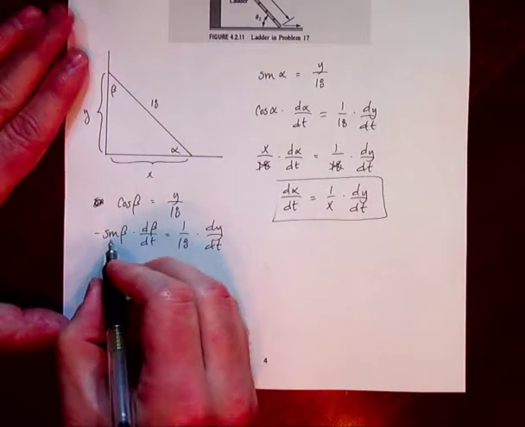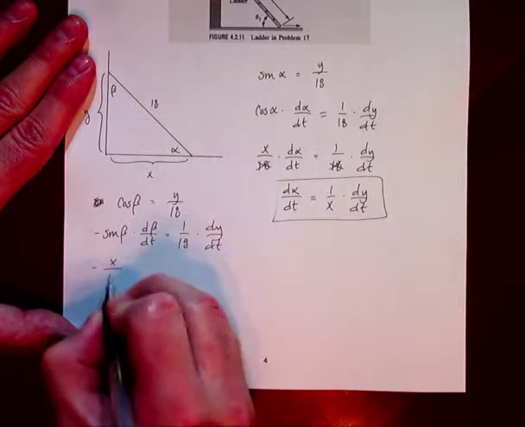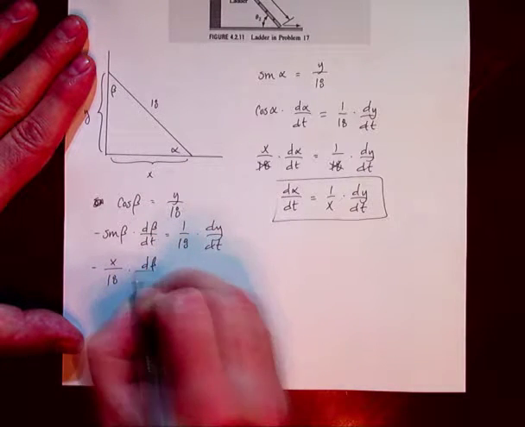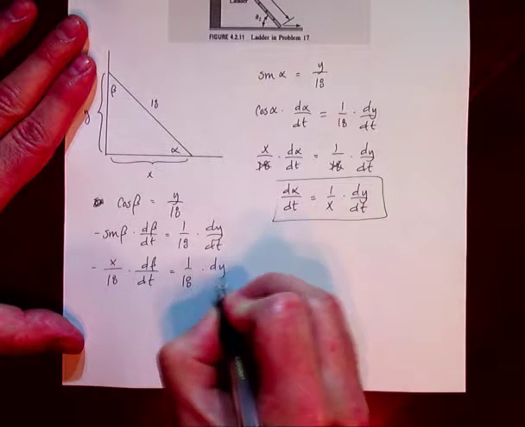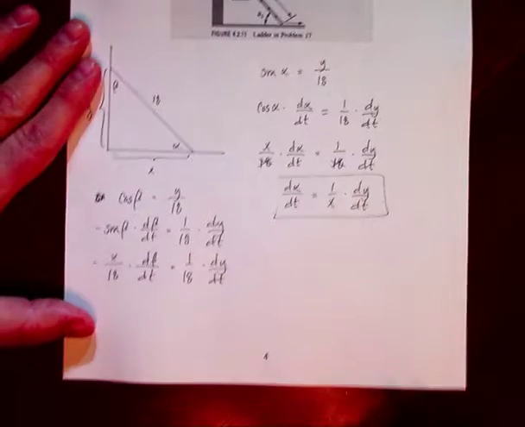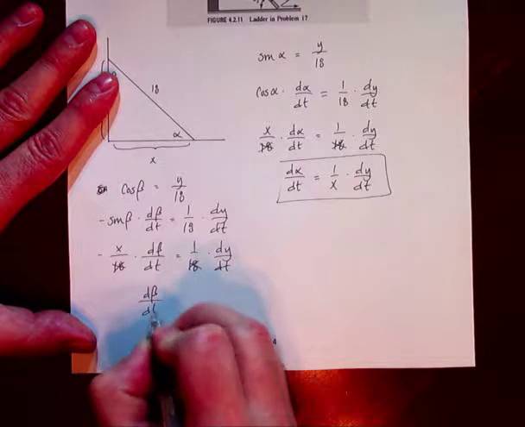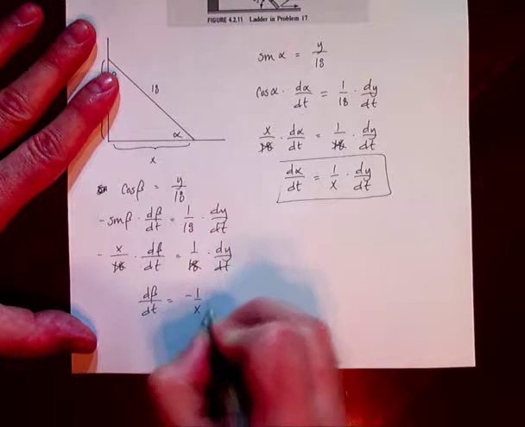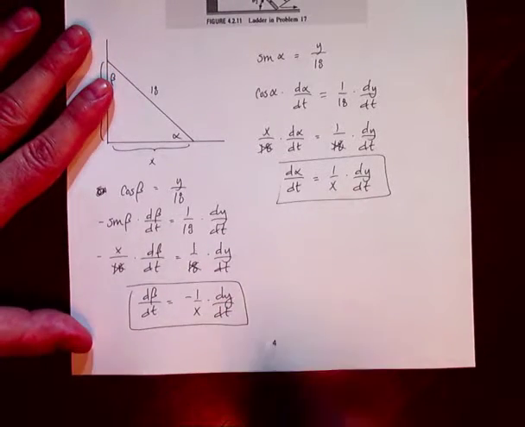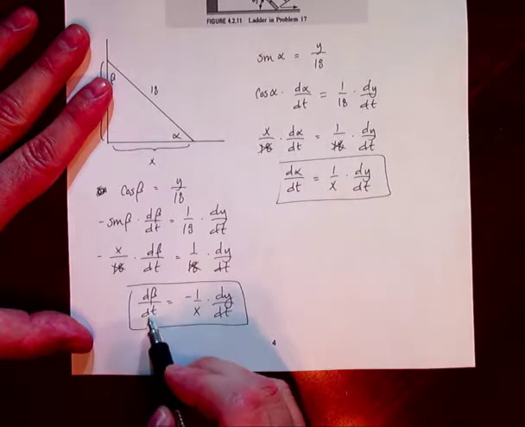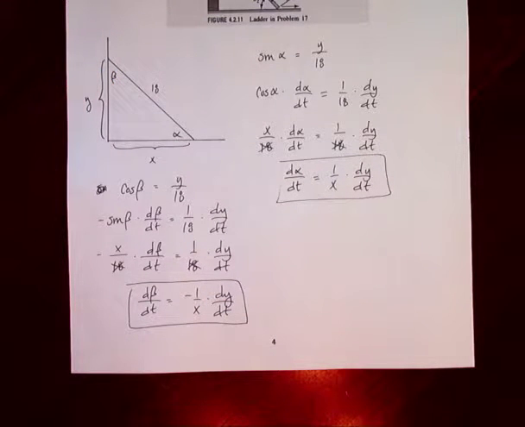Okay, well, sine beta also has a particular ratio. It's x over 18. Let the negative come along for the ride. And when I substitute in the ratio that represents sine of beta, we again cross out the 18ths, and we have d beta dt is equal to negative 1 over x dy dt. So the rate at which alpha is changing and the rate at which beta is changing with respect to time are exactly the same, except one is the negative of the other.